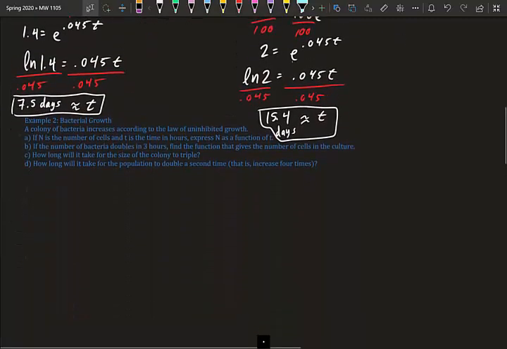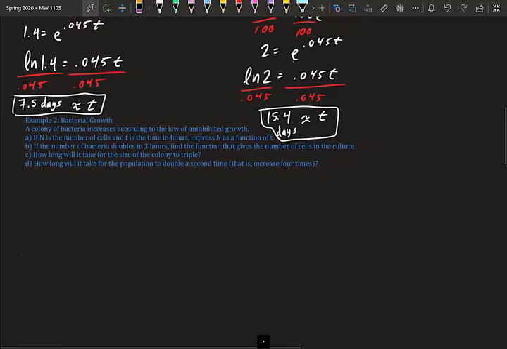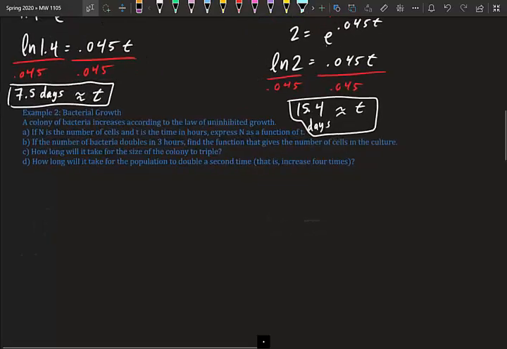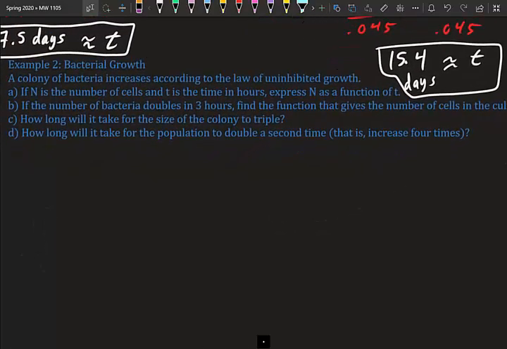All right, example 2. A colony of bacteria increases according to the law of uninhibited growth. So if n is the number of cells and t is the time in hours, express n as a function of t. All that's asking is, what formula would you use?